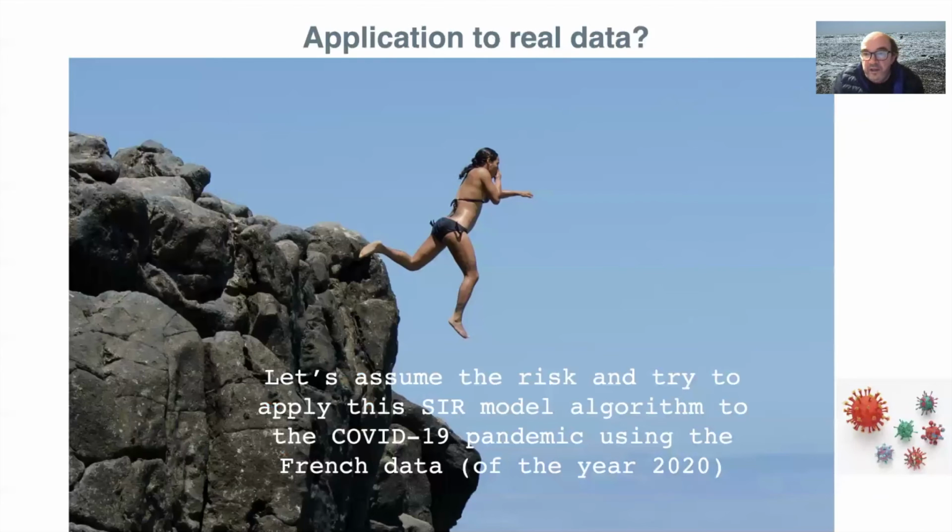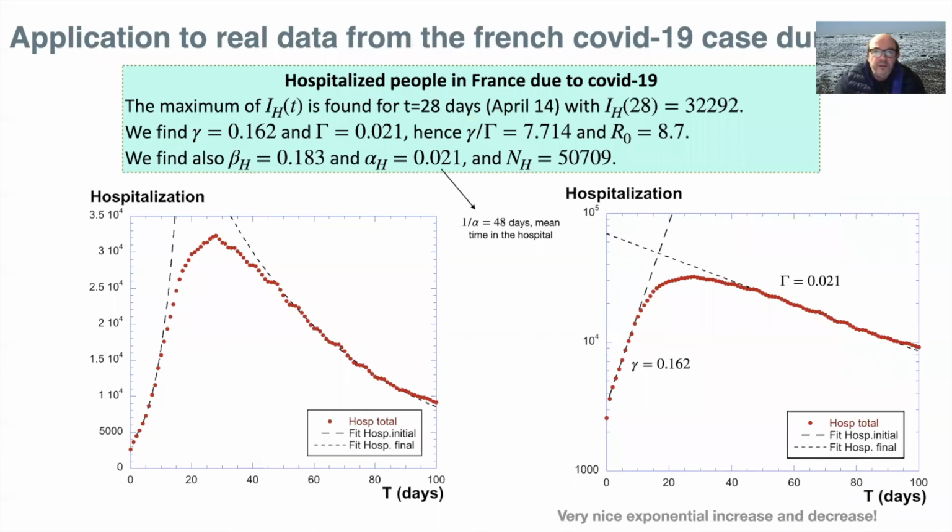Since we found the algorithm is working, we want to test it on real data. For this, we used the data of the French pandemic, the first wave in France, in the spring of 2020. We use public data of hospitalized people. The curve is shown here on the left. It's daily data of people hospitalized due to COVID. And on the right, it's the same curve in a log plot.